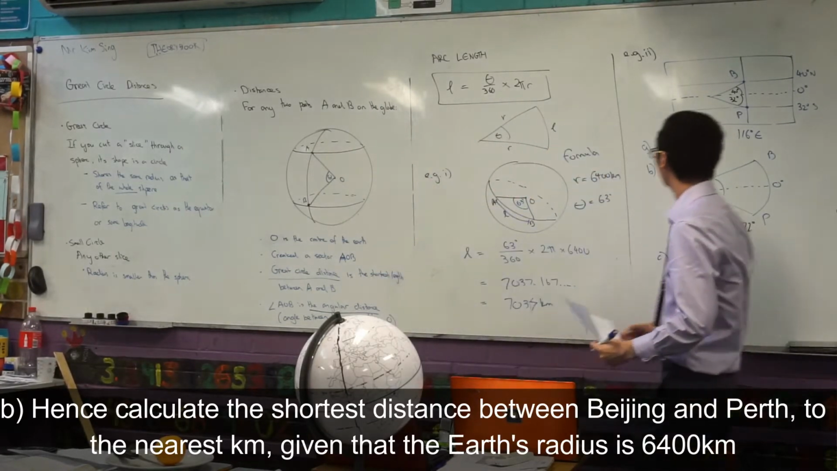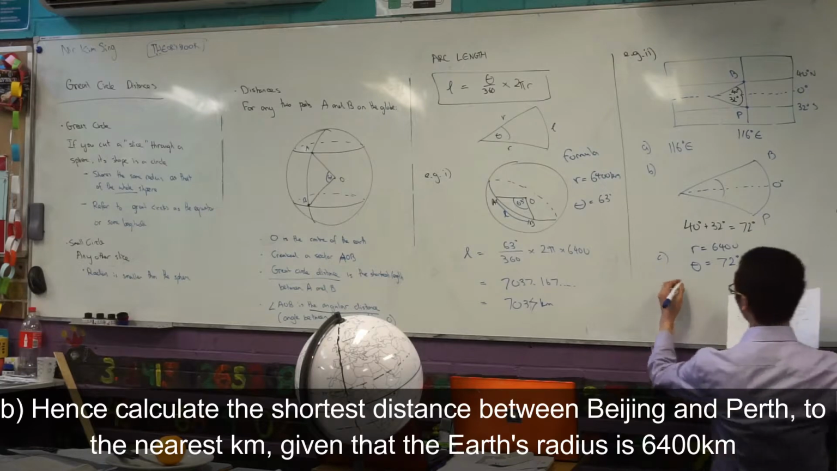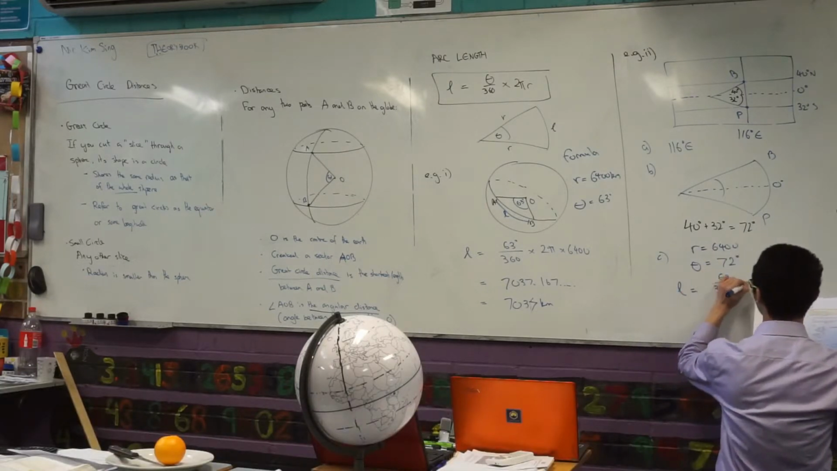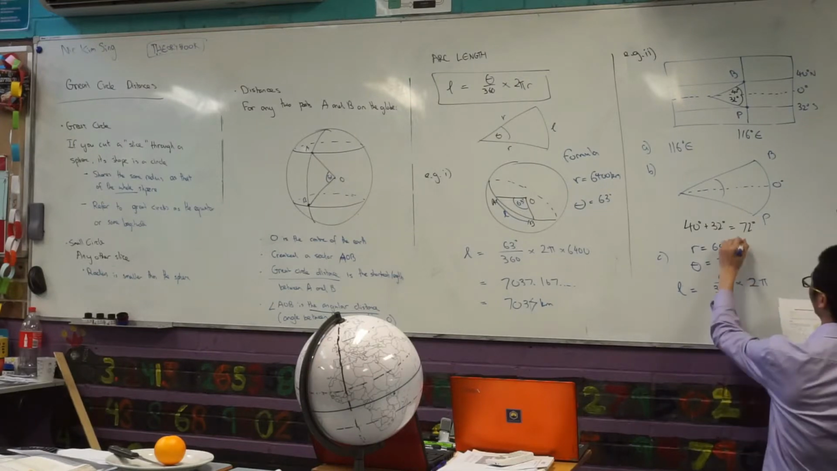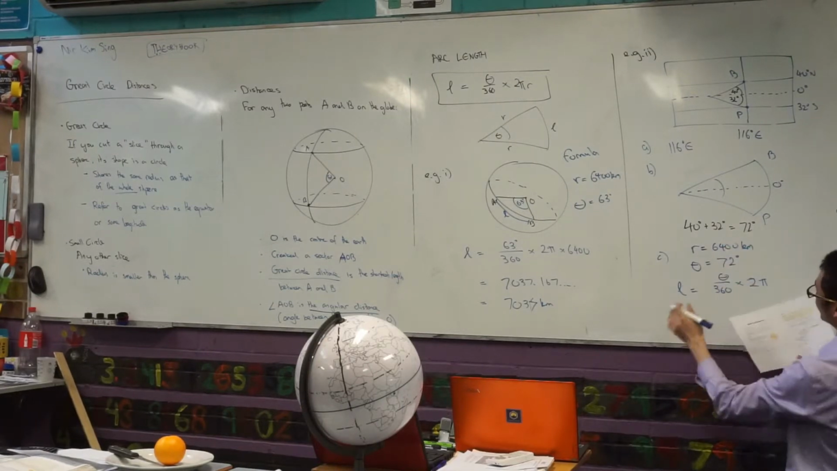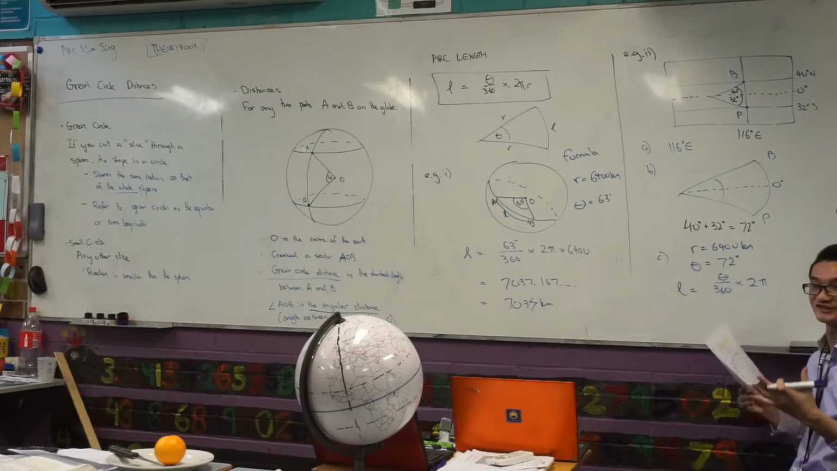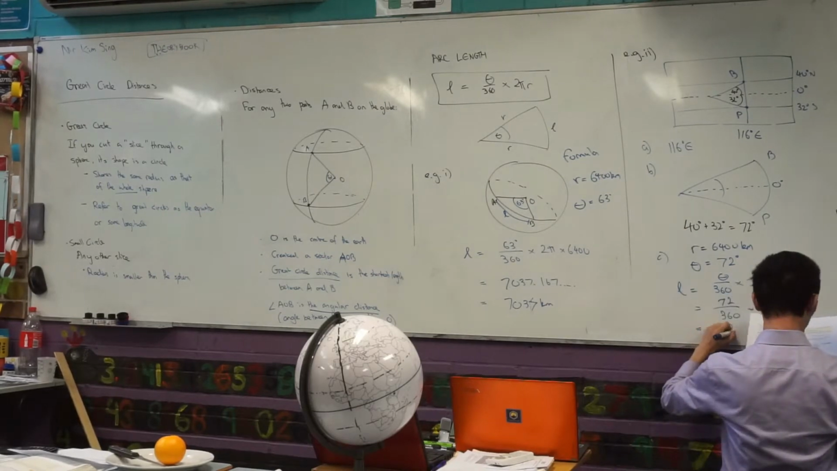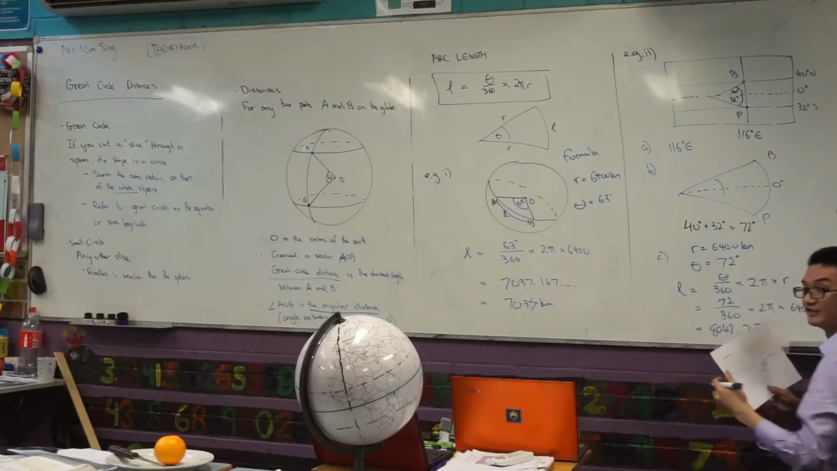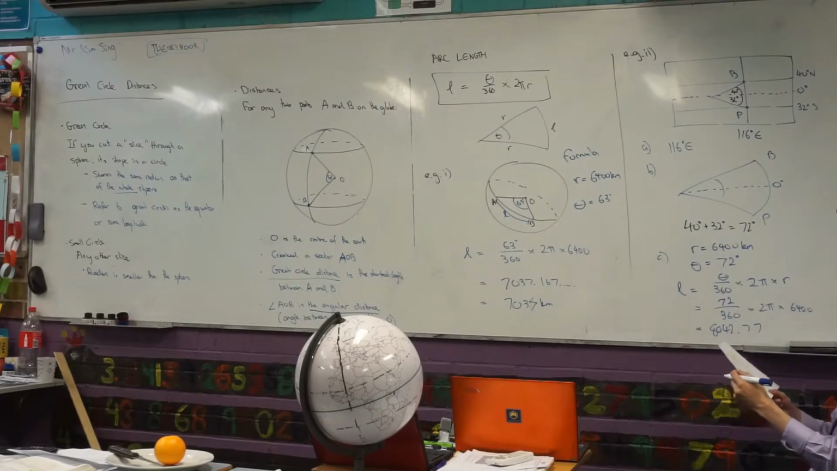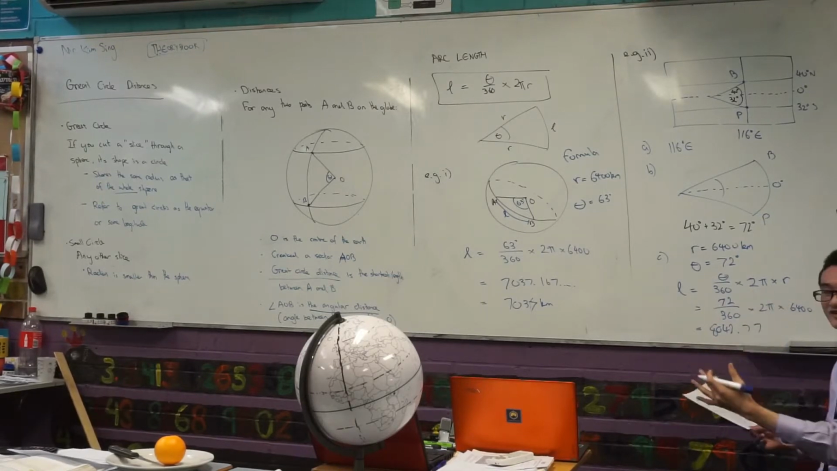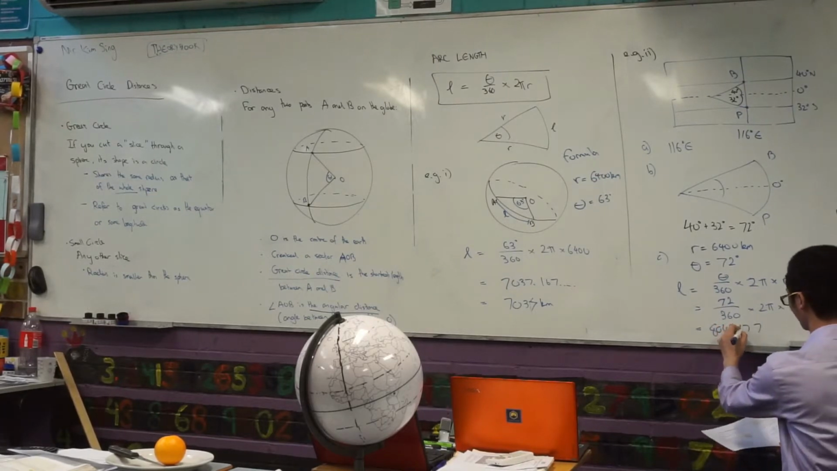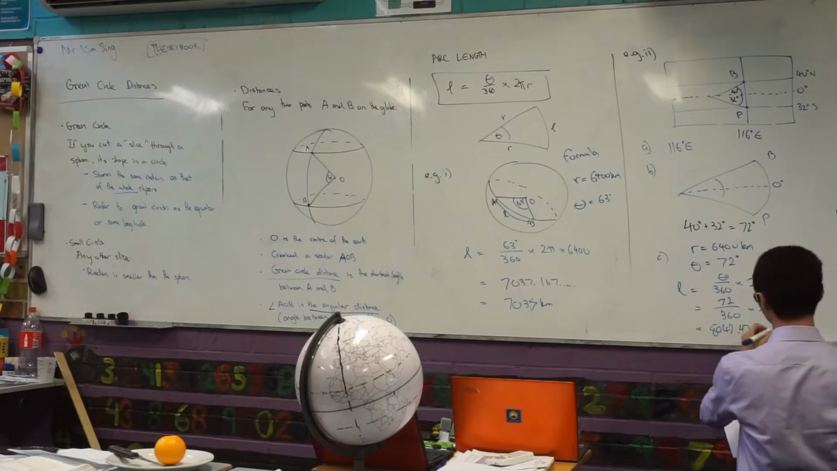Okay, I'm just going straight from Beijing to Perth, so I'm going to say L equals theta over 360 times 2 pi r, with r equals 6,400. That's just me writing down the information, because I really like to write down the information, so I know what I'm working with. 8,042.477, and remember, round to the nearest kilometer, so in this case, 0.477, so we'd be rounding down. Okay.